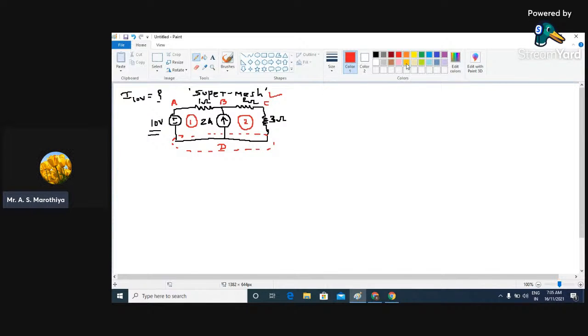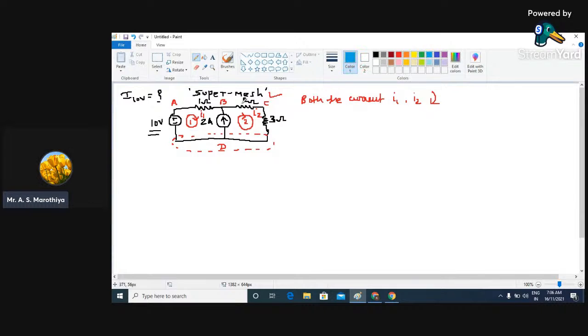Let us consider that the current flowing through mesh 1 is I1, and it is going to flow in clockwise direction. In the same way, let us consider that the current flowing through mesh 2 is I2, and the direction is again clockwise. So here I have assumed that both the currents, I1 and I2 in mesh 1 and 2 respectively, are going to flow in clockwise direction. This is important.